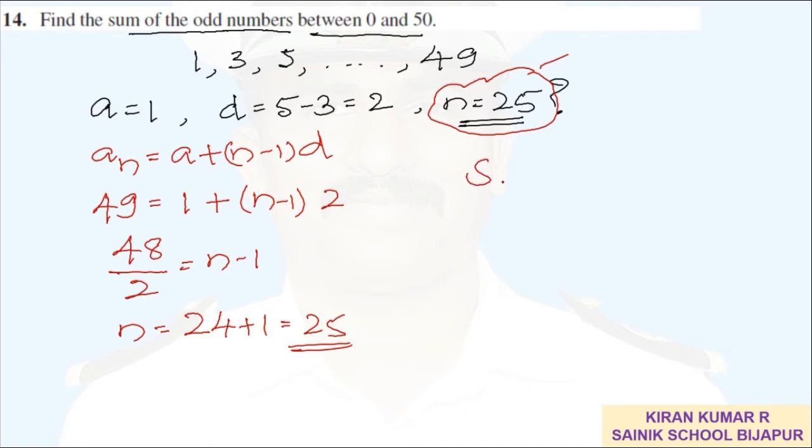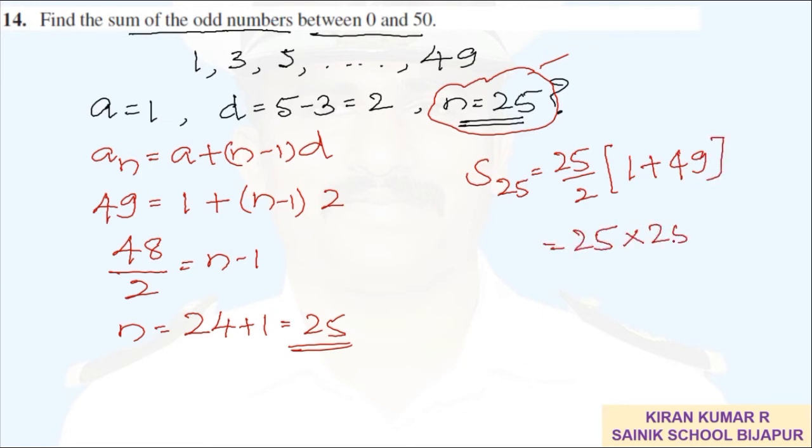Now the sum of 25 terms will be n by 2 times the first term plus the last term. We get it as 25 multiplied by 25. It will be 625. So the sum of odd numbers between 0 and 50 is 625.